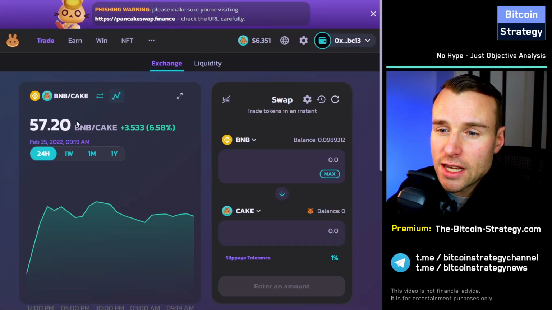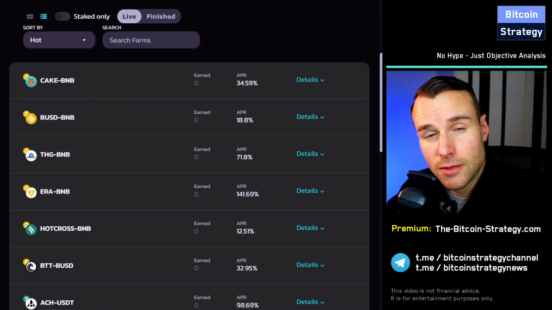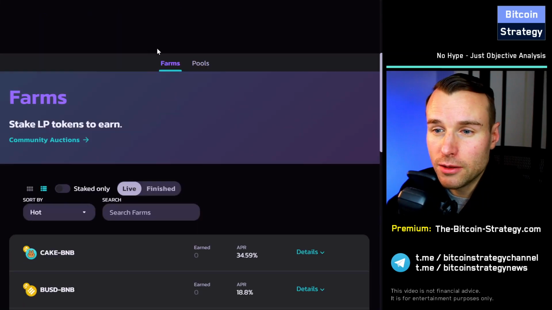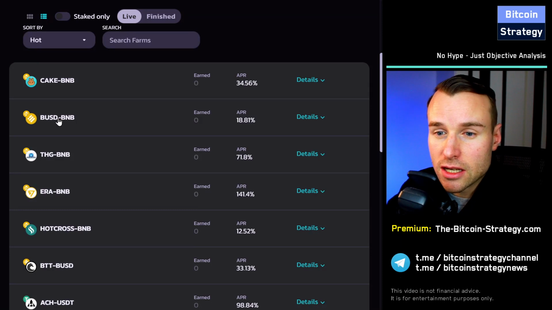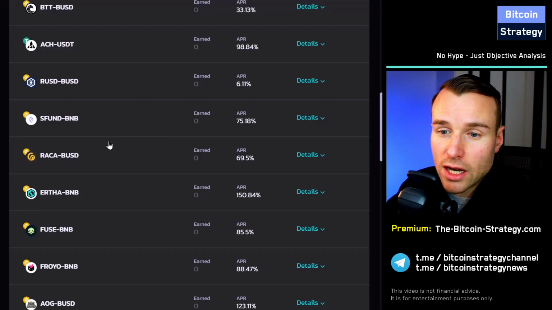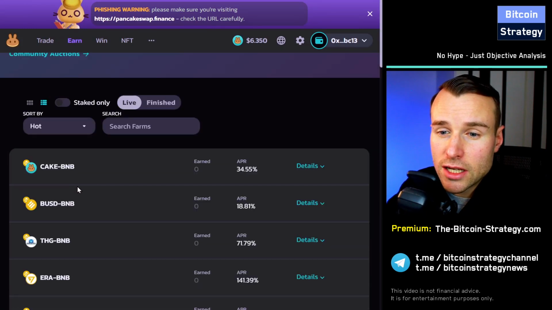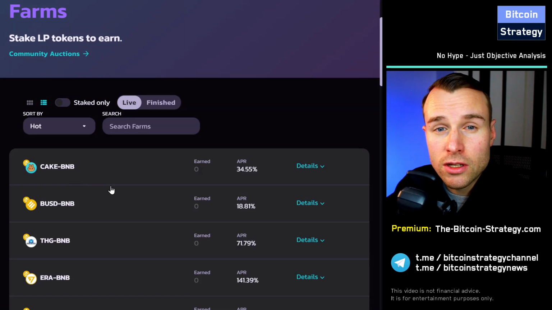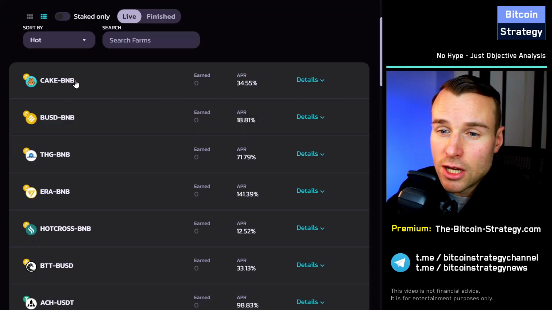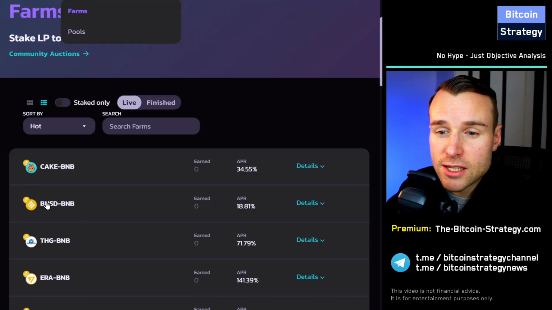In order for these decentralized exchanges to work, you need to deposit liquidity. There are investors that lock up their money over here. They go here to farms and they provide, for example, BUSD and BNB or Raka and BUSD or whatever kind of token there is. There's always a liquidity pool. 50% of the capital is in one token, the other 50% is in the other token. And so when you go to a decentralized exchange like this, you swap against such a liquidity pool.